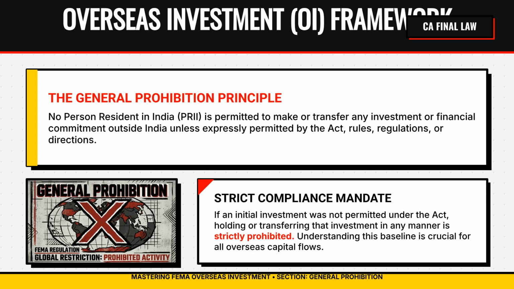FEMA follows a principle of controlled freedom. A person resident in India cannot make or transfer any overseas investment or financial commitment unless it is specifically permitted under FEMA, its rules, regulations, or RBI directions. Think of this as a gated community. Entry is allowed, but only through approved gates.